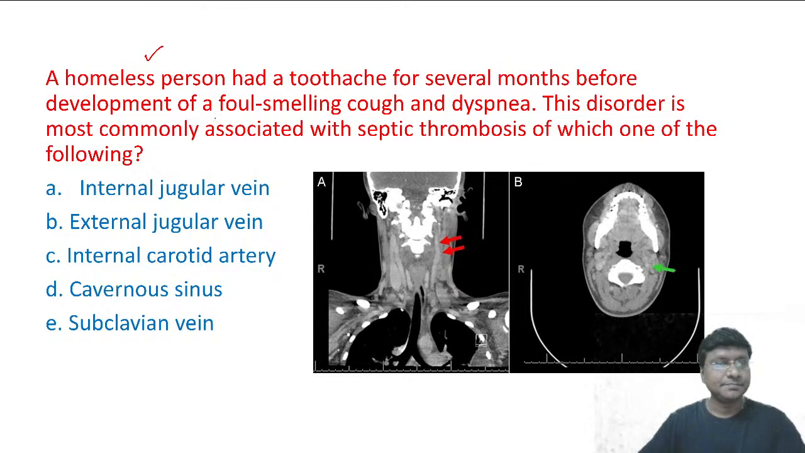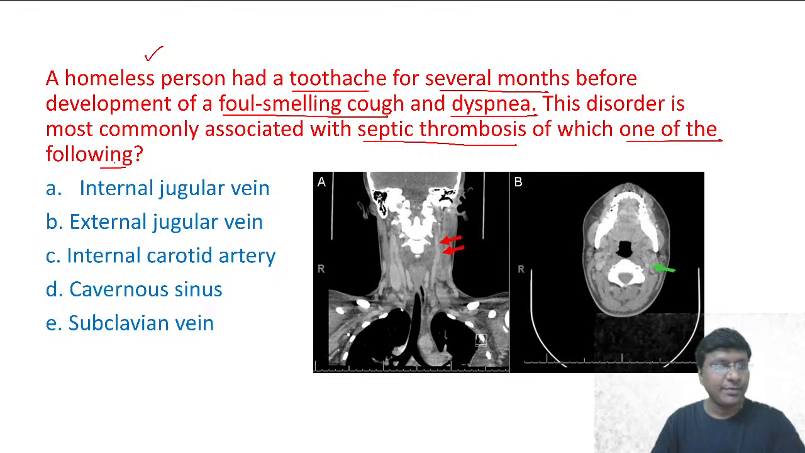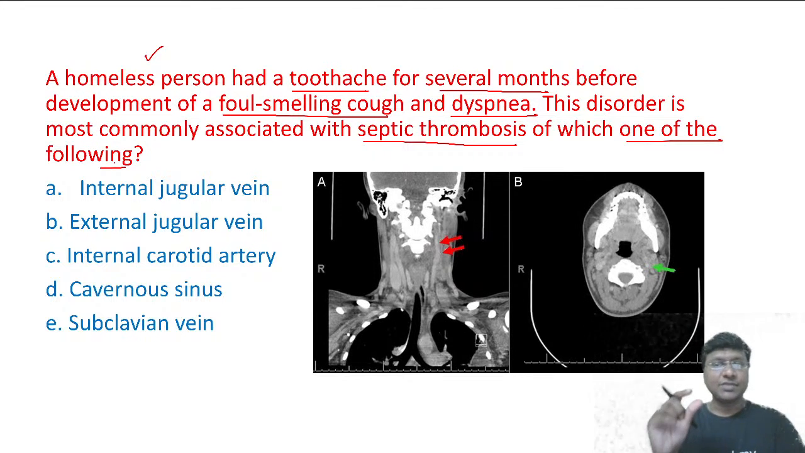A homeless person had a toothache for several months before the development of foul-smelling cough and dyspnea. This disorder is most commonly associated with septic thrombosis of which one of the following vessels? I have given you the image also, and the options as well: the internal jugular vein, external jugular vein, internal carotid artery, cavernous sinus thrombosis, subclavian vein. This disorder is most commonly associated with septic thrombosis of which one of these vessels?